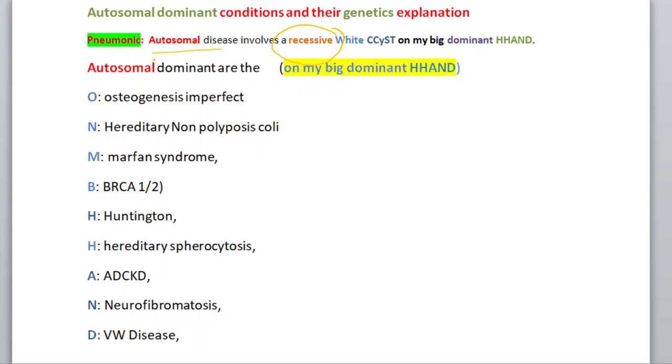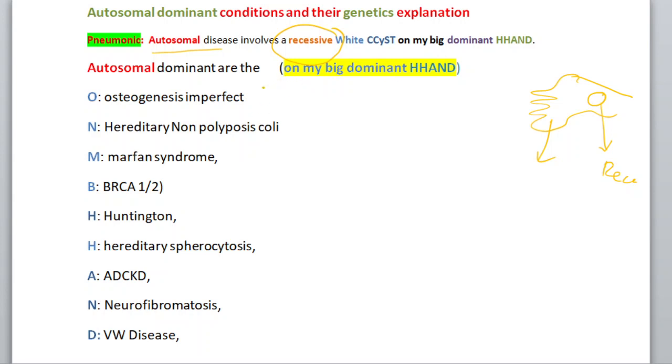The mnemonic is, suppose you are having a hand. There is a recessive white cyst on your big dominant hand. So autosomal disease involves a recessive white cyst on my big hand. On the hand you have a white cyst. The cyst we will talk about in another lecture, because those are all the recessive disorders. Now we will just talk about the hand, the big dominant hand.